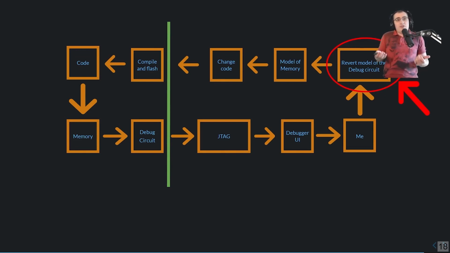And that's how I know if my inverted model of the debug circuit is wrong. That's how I know if this is CPU load or not. Because if my change does not fix the problem, then that means that my problem was not the memory, it was how I interpreted the information I got.